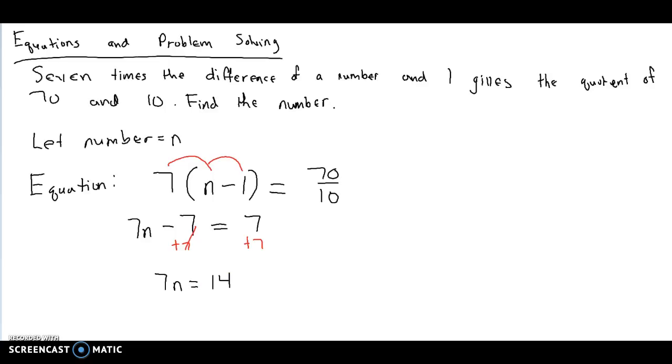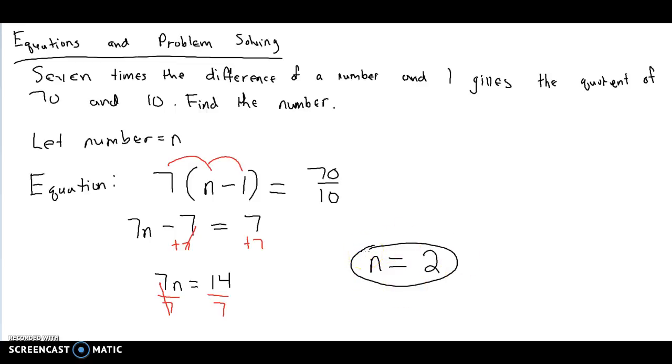And then finally, to finish this off, we have 7 times n. How do we get rid of times 7? We're going to divide by 7. That cancels it here, but just remember to do that over here as well. So that means n is going to equal, what is 14 divided by 7? 2. So that means we answered our question. We know our number is 2.